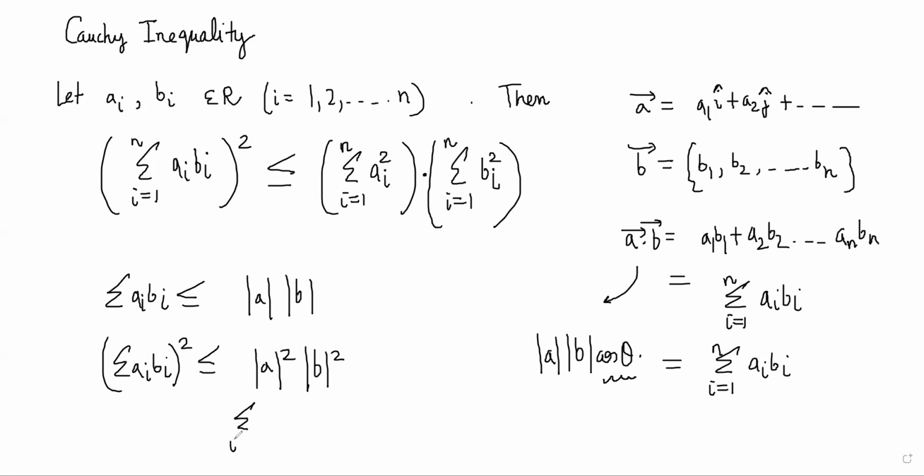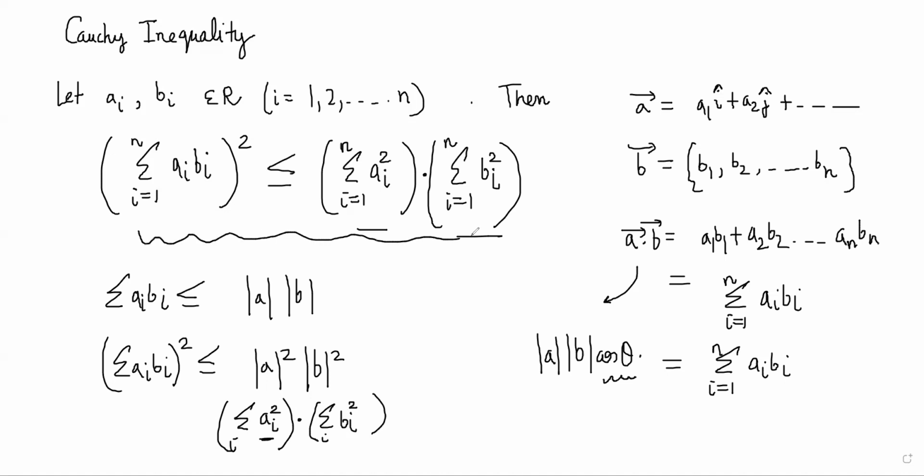We do summation of ai square multiplied by summation of bi square. These are the components themselves squared and added. That is the modulus of the A vector. And similarly, this is the modulus of the B vector. So that gives us the Cauchy inequality, right? Obviously that is essential for understanding how it has come about, but we'll be using this inequality directly.